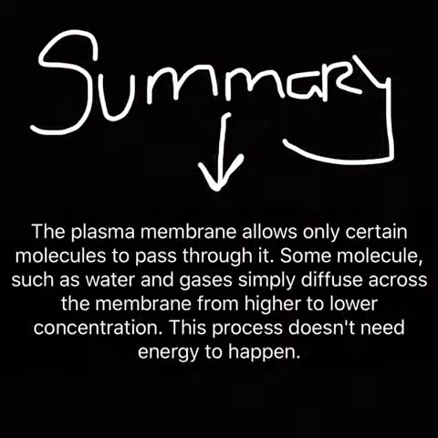The plasma membrane allows only certain molecules to pass through it. Some molecules, such as water and gases, simply diffuse across the membrane from higher to lower concentration. This process doesn't need energy to happen.